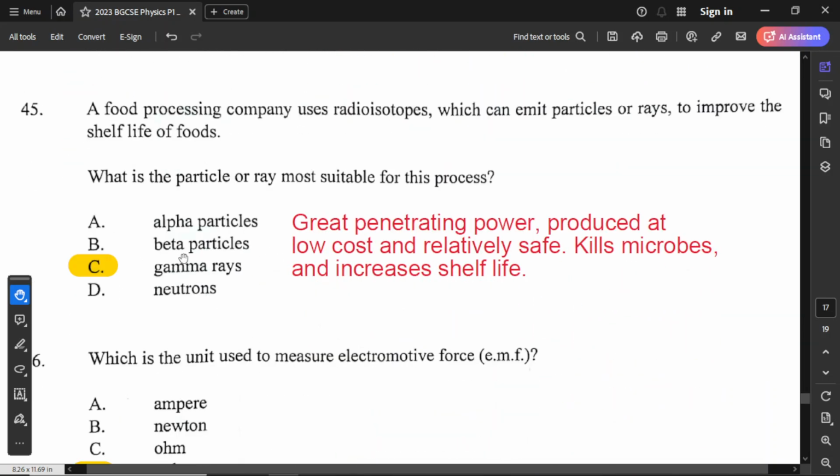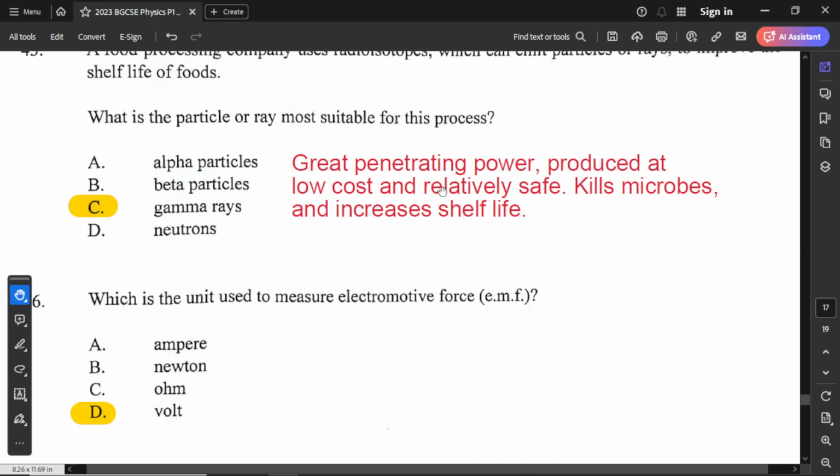Now for 45, a food processing company uses radioisotopes, which can emit particles or rays to improve the shelf life of foods. Which particle or ray is more suitable for this process? This will be gamma ray. There are a number of reasons why gamma ray is used. One of the main ones is safety. It is generally safe. Not only that, it has great penetrating power. You can produce it at a low cost compared to the others, and it also kills microbes. And once you kill the microbes, that will increase the shelf life of the food.